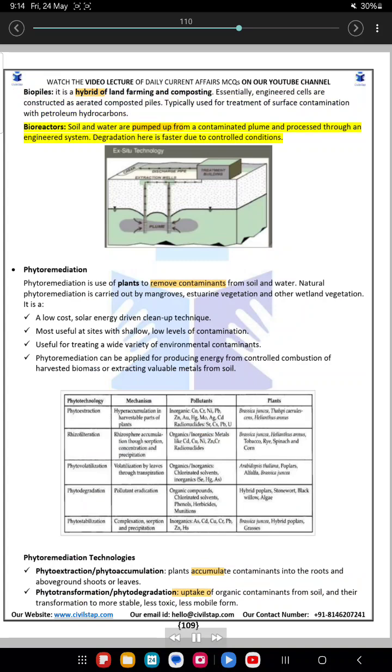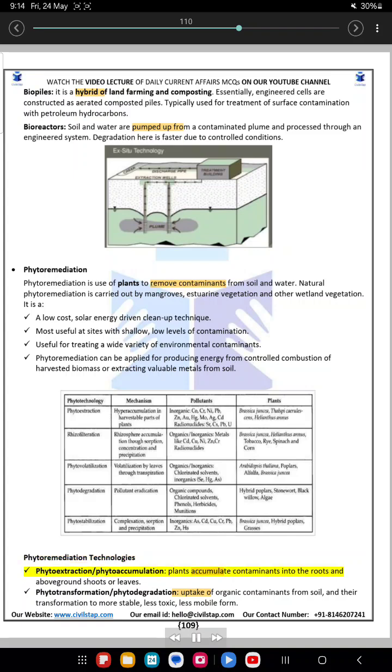Bioreactors: soil and water are pumped up from a contaminated plume and processed through an engineered system. Degradation here is faster due to controlled conditions. Phytoremediation: the use of plants to remove contaminants from soil and water. Natural phytoremediation is carried out by mangroves, estuarine vegetation and other wetland vegetation. It is a low-cost, solar energy-driven cleanup technique, most useful at sites with shallow, low levels of contamination. Useful for treating a wide variety of environmental contaminants. Phytoremediation can be applied for producing energy from controlled combustion of harvested biomass or extracting valuable metals from soil.